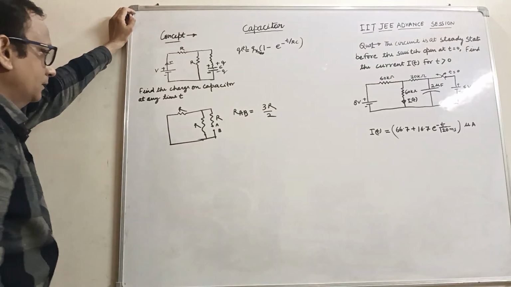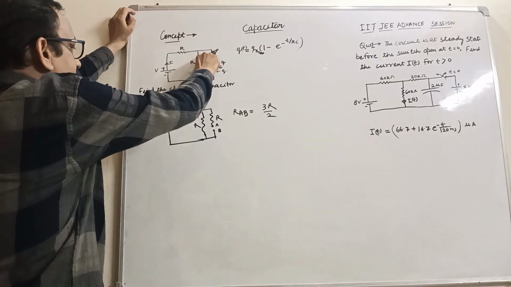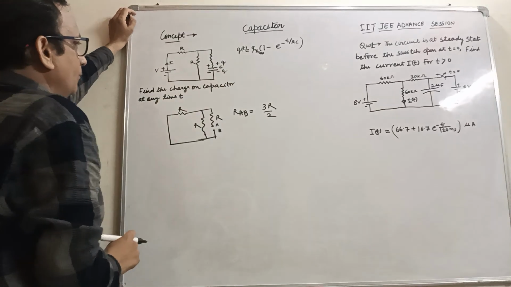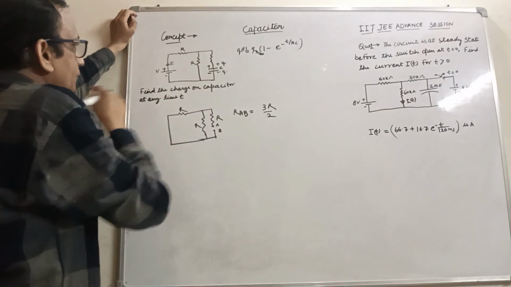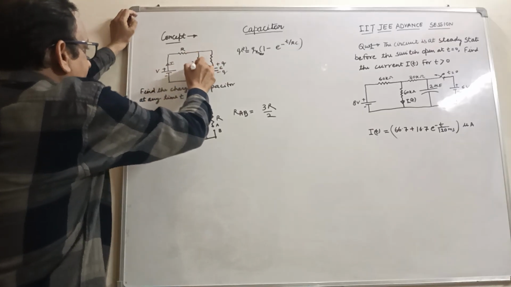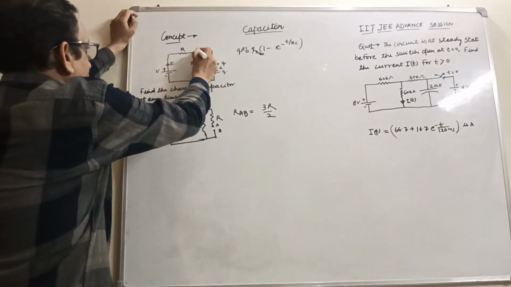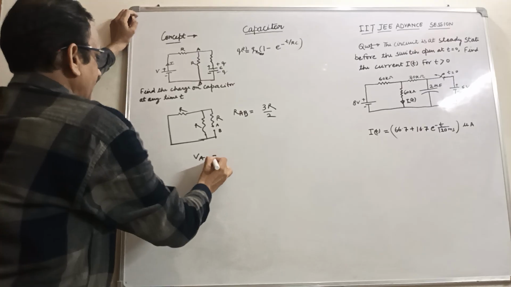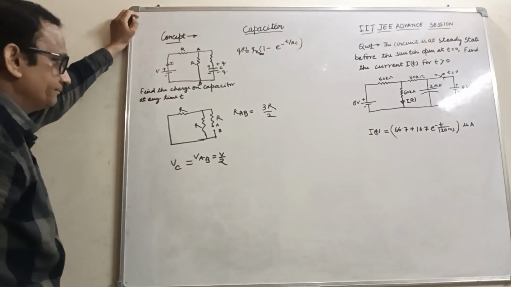these two resistors are parallel and this is in series, so this becomes 3R by 2. So at steady state, this capacitor behaves as an open circuit, so no current flows in this branch. So R and R are in series, so the voltage is distributed here, so the voltage across AB would be V by 2. This is the voltage across C.